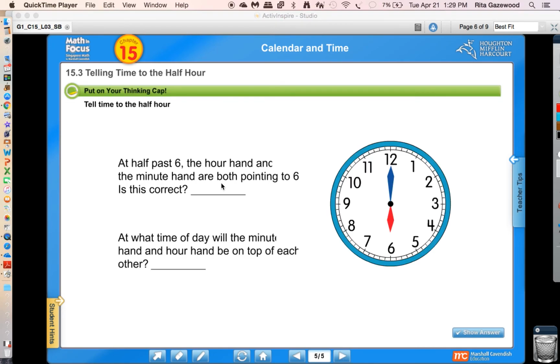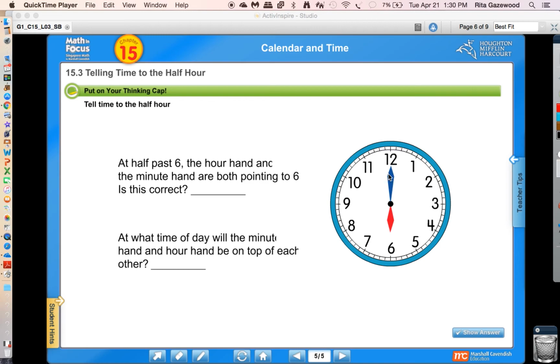Now it's time to put on your thinking cap. We're going to solve a few problems today. At 6:30, the hour hand and the minute hand are both pointing to the 6. Is this correct? So when it's 6:30, are the hour hand and the minute hand both pointing directly to the 6? Try it on your clock and see.